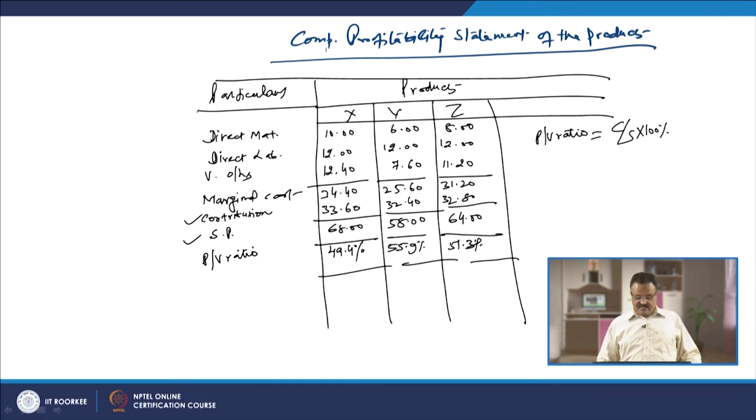So this much information is enough for this analysis, and now we have to look at whether the product Y is less profitable or not, as it was being concluded by the firm. If it is less profitable, then certainly do not make any effort to improve the sales, but if it is not less profitable as compared to the others, or maybe it is at par with the others, then total effort should be made to improve the overall PV ratio of the firm. Looking at these PV ratios, the lowest is for product X, that is 49.4%. The highest is for product Y, 55.9%, and for product Z it is 51.3%, right.